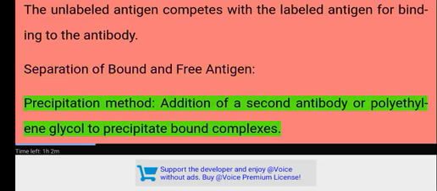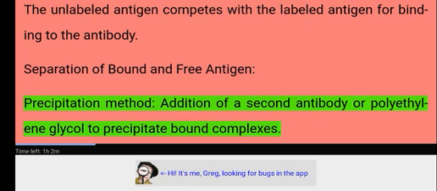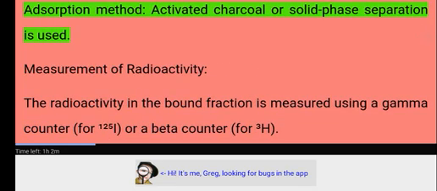Separation of bound and free antigen. Precipitation method: addition of a second antibody or polyethylene glycol to precipitate bound complexes. Adsorption method: activated charcoal or solid phase separation is used. Measurement of radioactivity.